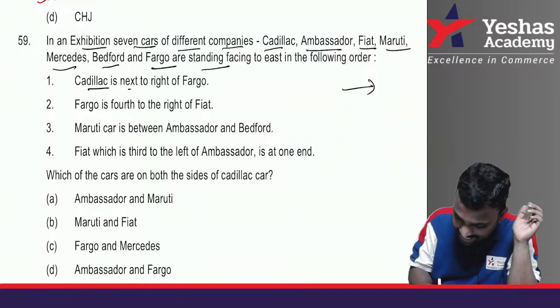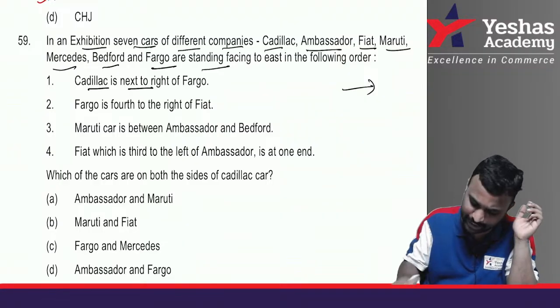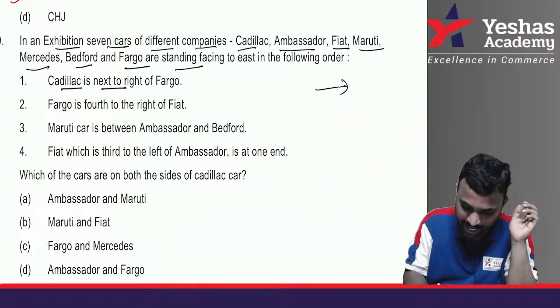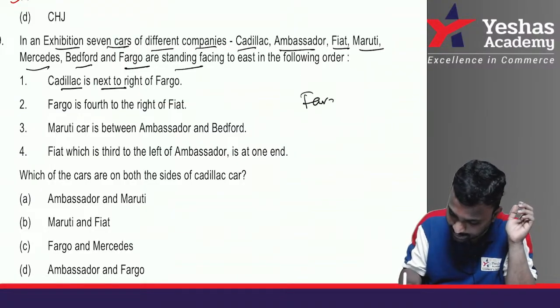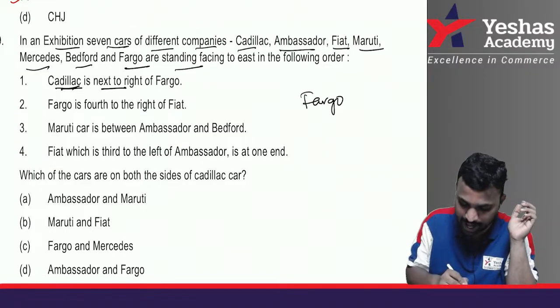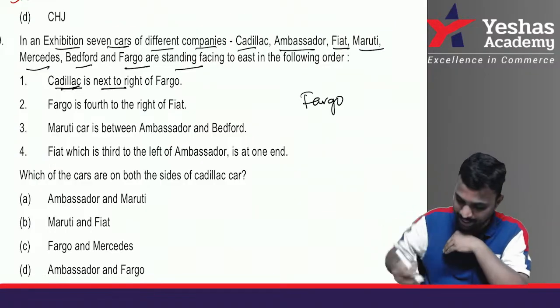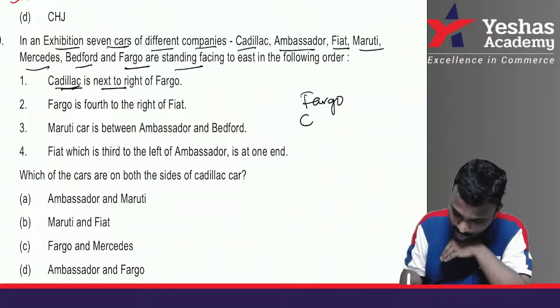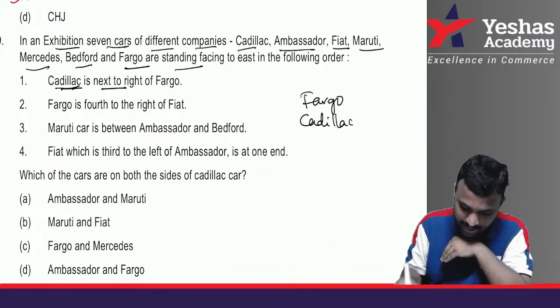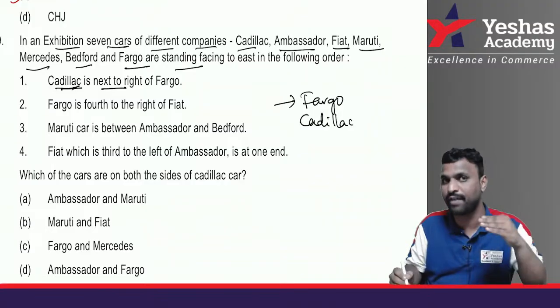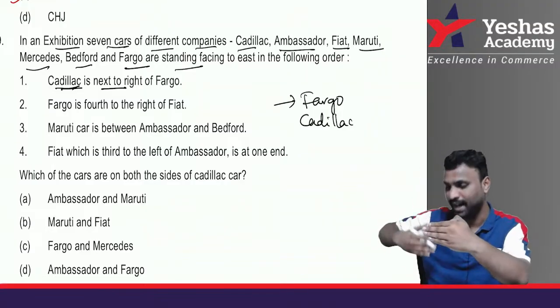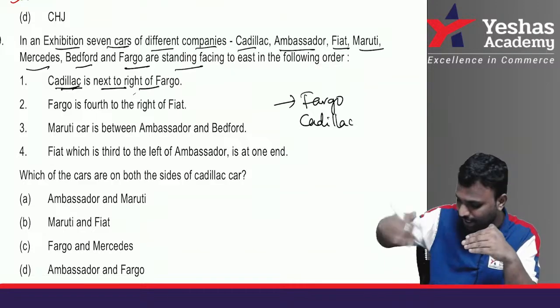Cadillac is next to right of Fargo. So definitely it's a short one. If Fargo is here, definitely Cadillac should be next to the right, meaning immediately below. Here should be Cadillac. Is this clear? Cadillac is next to the right of Fargo because all of them are facing towards the east. Next to the right means immediately below.